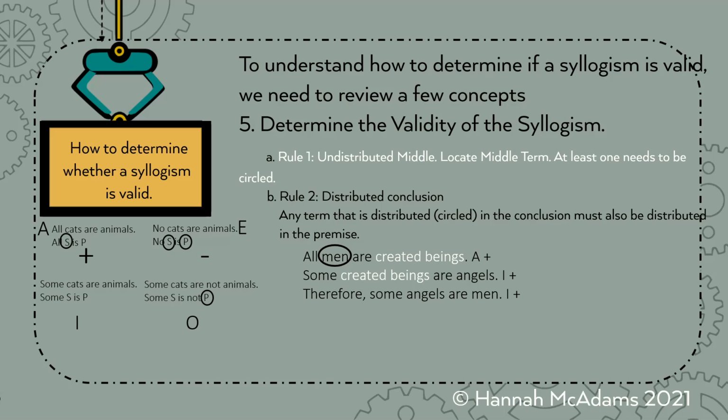So this breaks the first rule. So it is not a valid argument, okay? This is the undistributed middle. That's what it's breaking, okay? Because neither one of those are circled or distributed.